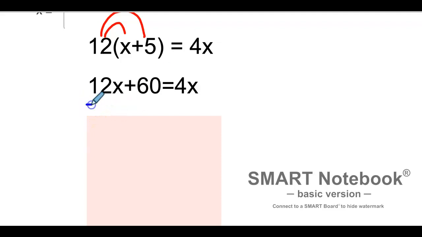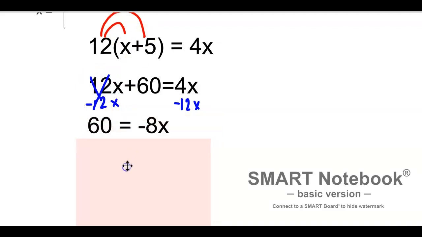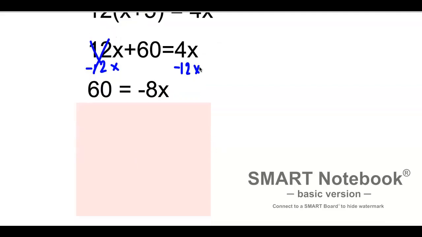So here, this 12x, I'm going to subtract that from both sides of the equation, because right now it's positive. The inverse of adding 12x is to subtract 12x. All right, when we do that on the left-hand side here, these are going to go away. So we're going to get 60 is equal to negative 8x, because 4x minus 12x is negative 8x.